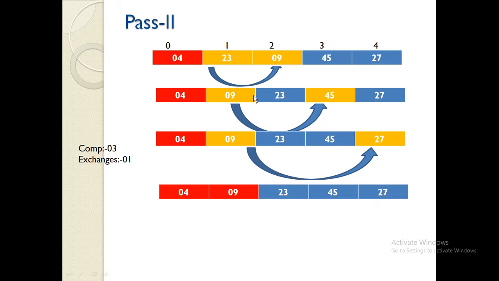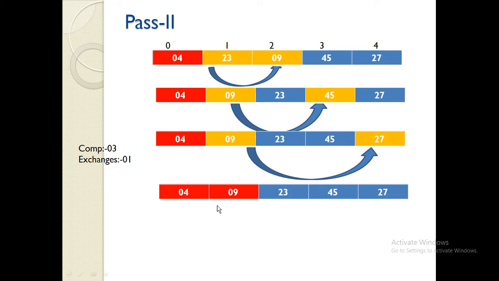Now again the second element is compared with the fourth one, 9 and 45. Here there is no need of shifting because 9 is already smaller. In the next iteration, again the second element is compared with the fifth one, 9 and 27. Again there is no need of shifting because 9 is smaller.